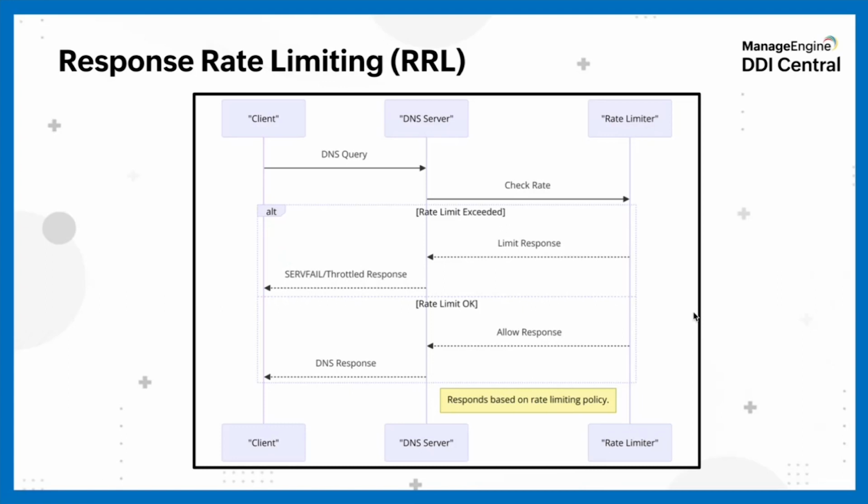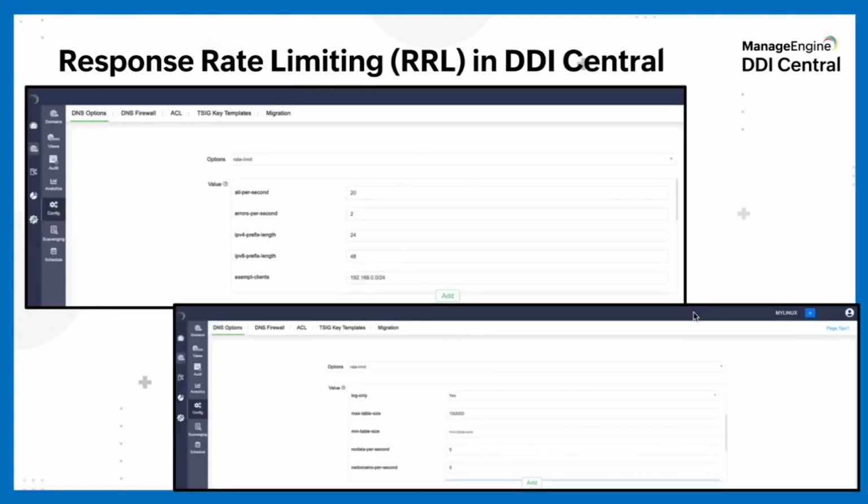So let's see how response rate limiting is implemented in DDI Central. This feature allows administrators to set various parameters that control different aspects of DNS response behavior. The RRL feature does not just limit the number of identical responses per second from a single IP address or a subnet, but also limits the number of all kinds of responses: error responses, DNS referral responses, and specific types of DNS responses per second.